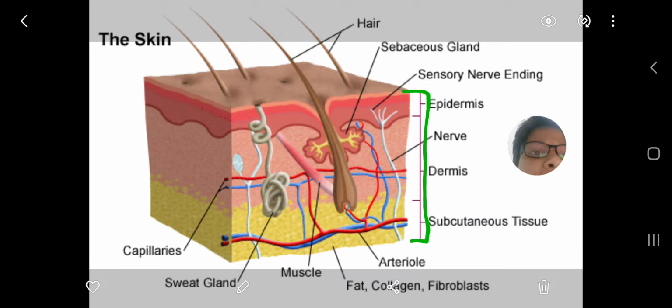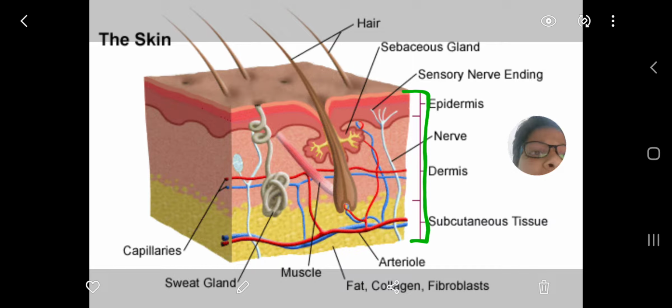The oil secreted by this sebaceous gland is called sebum. Okay, so the oil secreted by the sebaceous gland is called sebum.